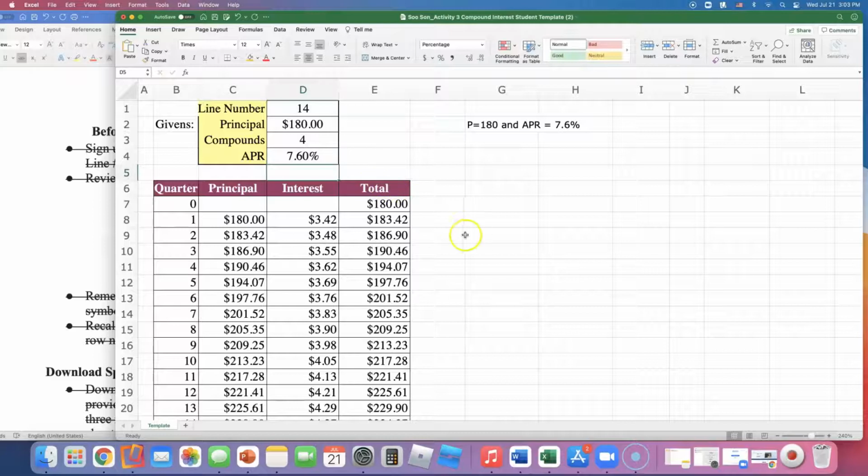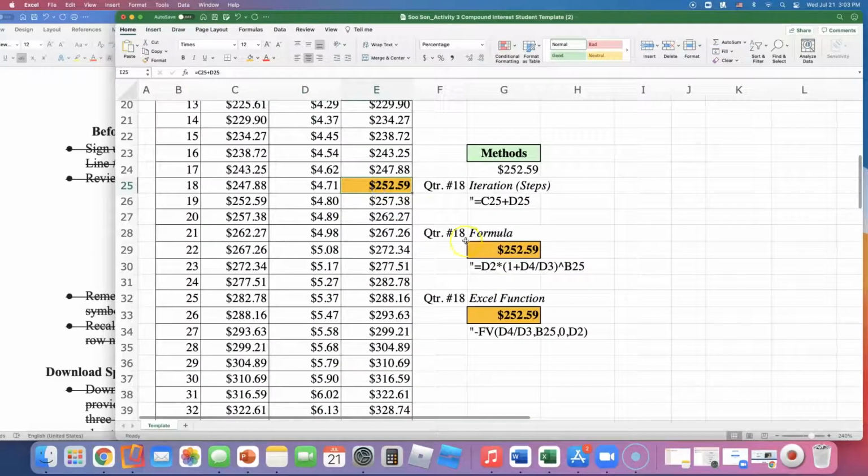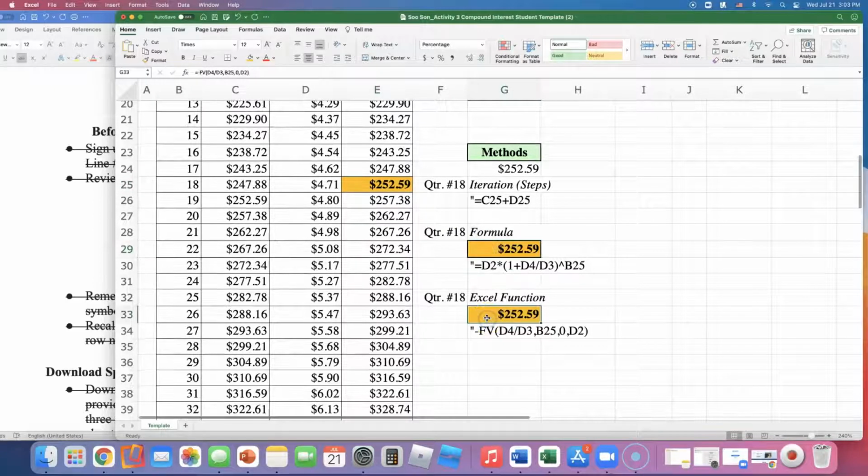Now I'm going to change my principal to $180 and 7.6%. If I scroll down, those 3 orange highlighted numbers had better be exactly the same. If they are not the same, then you did something wrong, okay? Then we're going to have to talk about those mistakes. If all those 3 numbers come out to be the same, then you did it well. That's how you do this.